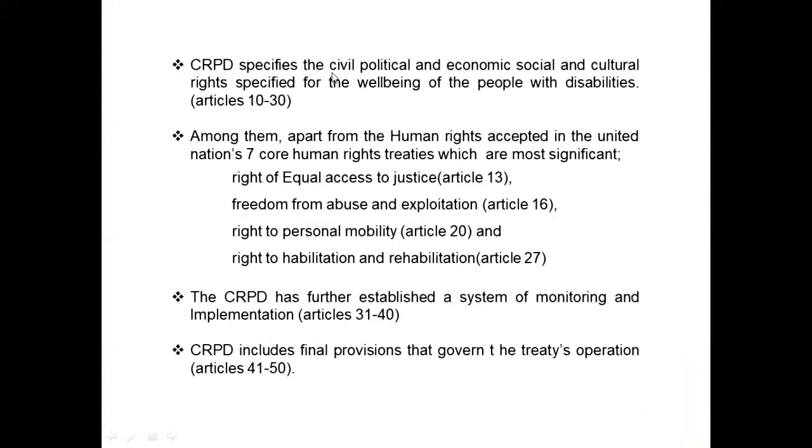CRPD specifies the civil, political, economic, social, and cultural rights for the well-being of people with disabilities. Among them, apart from the human rights accepted in the United Nations seven core human rights treaties, the most significant are: the right of equal access to justice, freedom from abuse and exploitation, the right to personal mobility, and the right to habilitation and rehabilitation. The CRPD has further established a system of monitoring and implementation. CRPD includes final provisions that govern the treaty's operation.